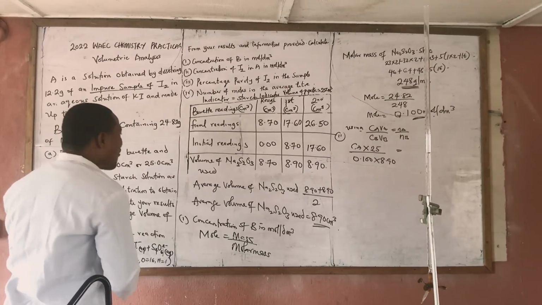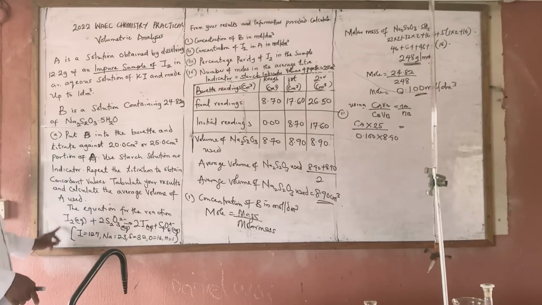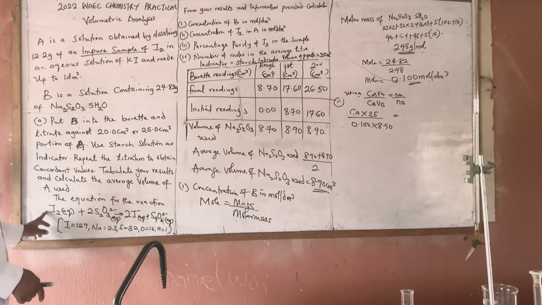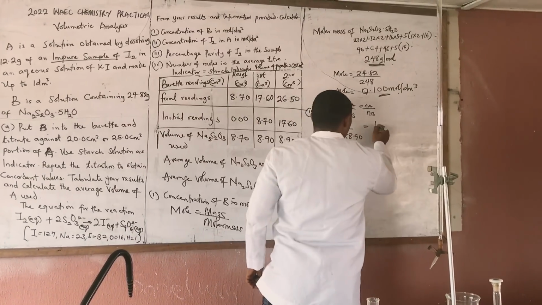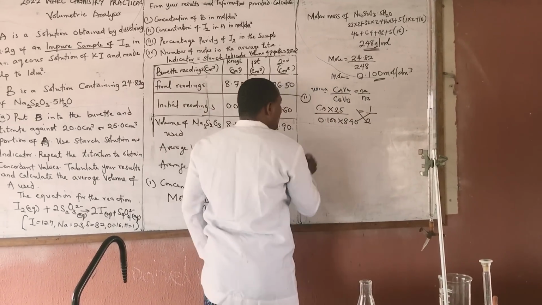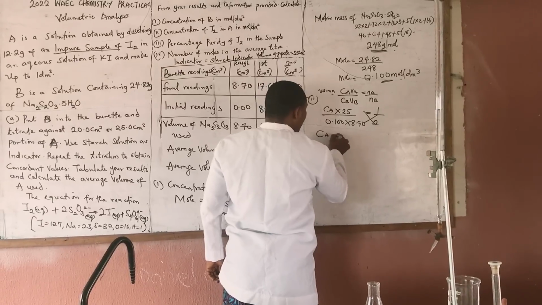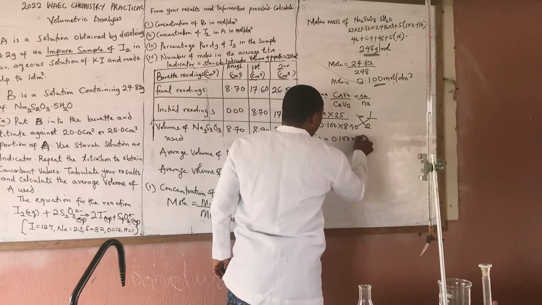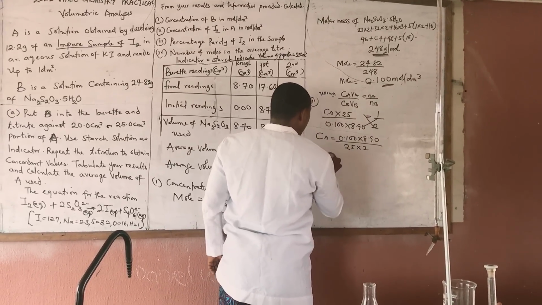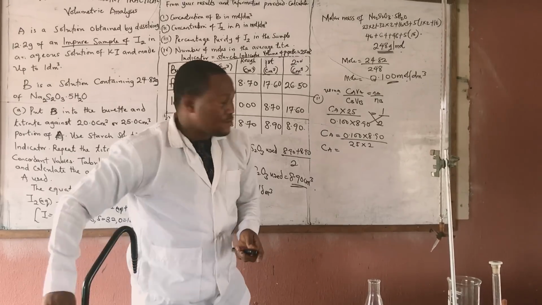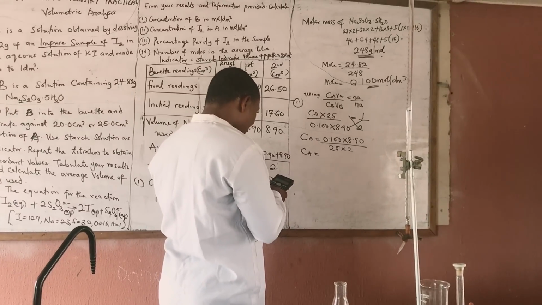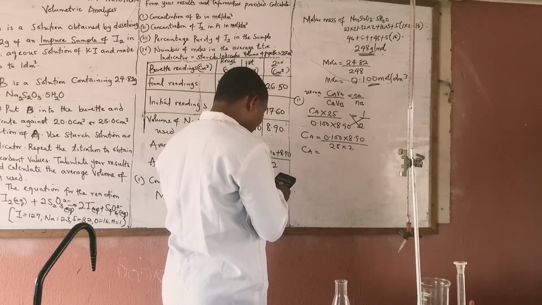What is the number of moles of iodine? Here, you look at it. That's one mole of iodine molecule. That's what we have here, 1 mole. So that's 1 over what of sodium thiosulfate? 2. So we cross multiply. From here we are going to have CA equal to 0.100 times 8.90 over 25 times 2. So our CA becomes, let's have our calculator, 0.100 times 8.90 divided by 50.